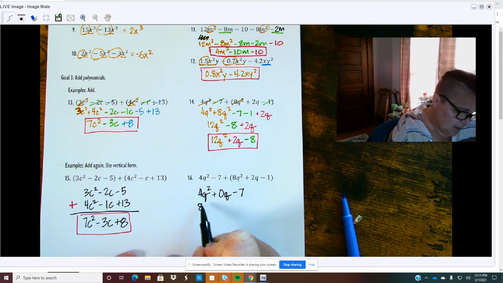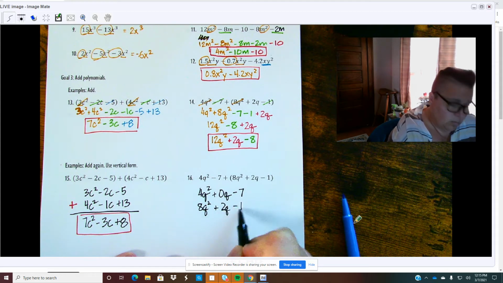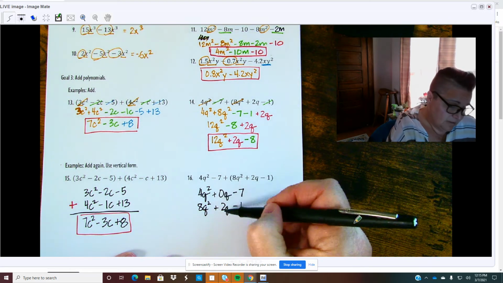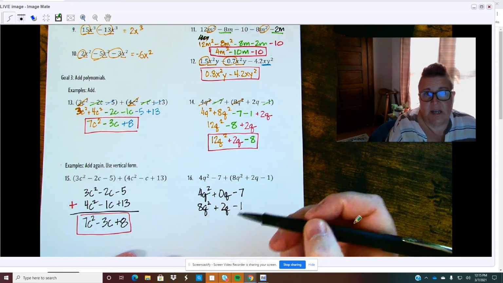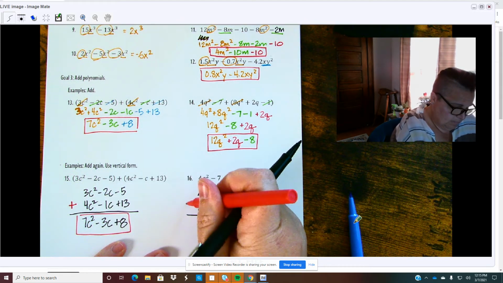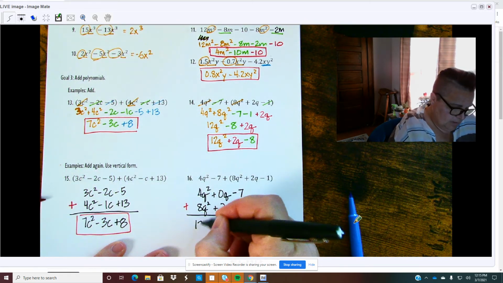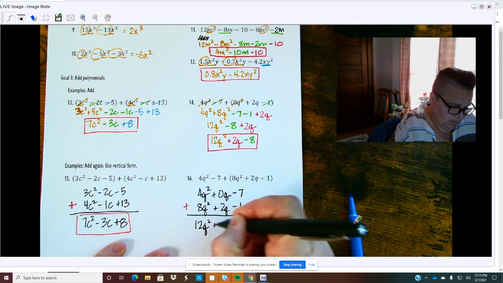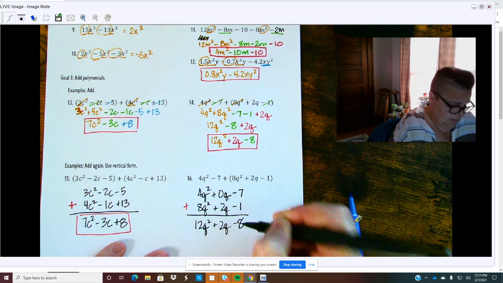Then when I line it up, I've got an 8q squared plus 2q minus 1, and I have a place value for it, just like I would if they were numbers. Now, because I'm adding, I get a 12q squared plus 2q minus 8.